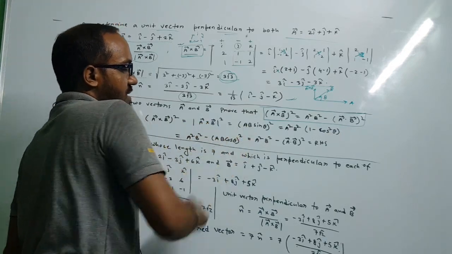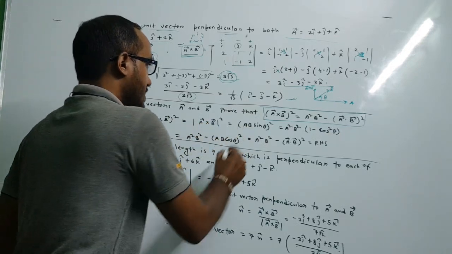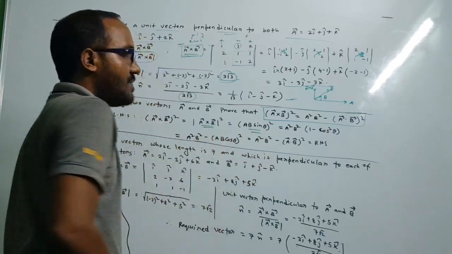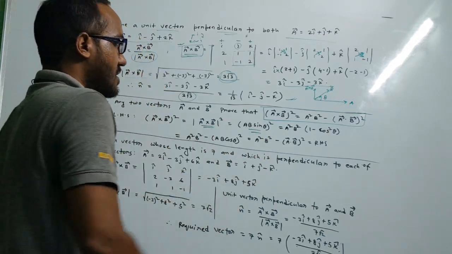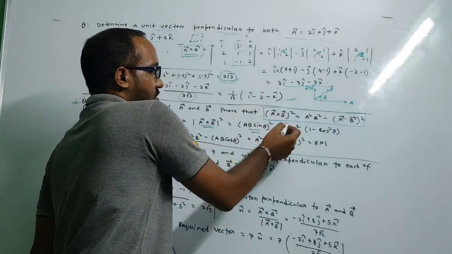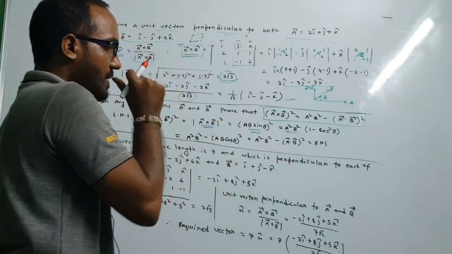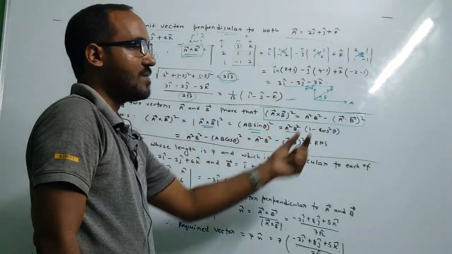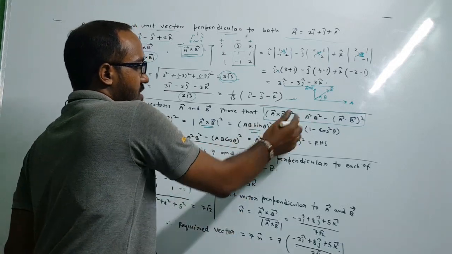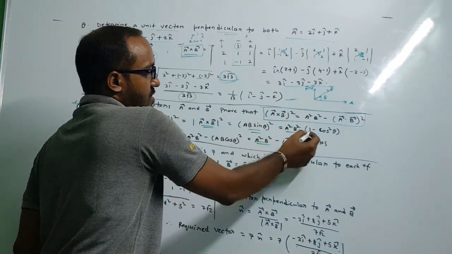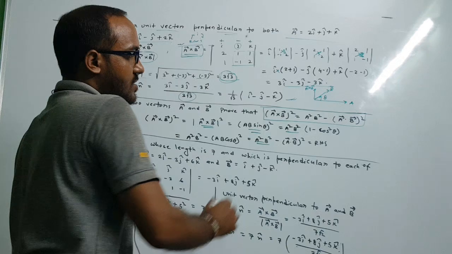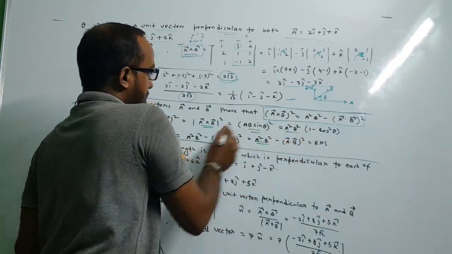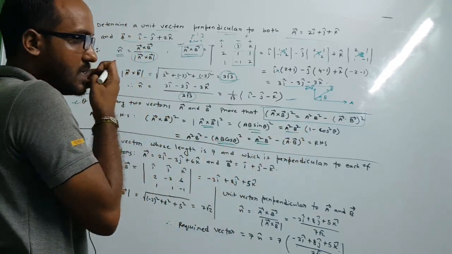A cross B we know as mod A mod B sin theta. So in place of A cross B we can write AB sin theta. Now A square B square, remove this from the square term, and sin square theta we can write as 1 minus cos square theta. Then breaking down, it would be A square B square minus A square B square cos theta, which we can write as (AB cos theta) whole square.